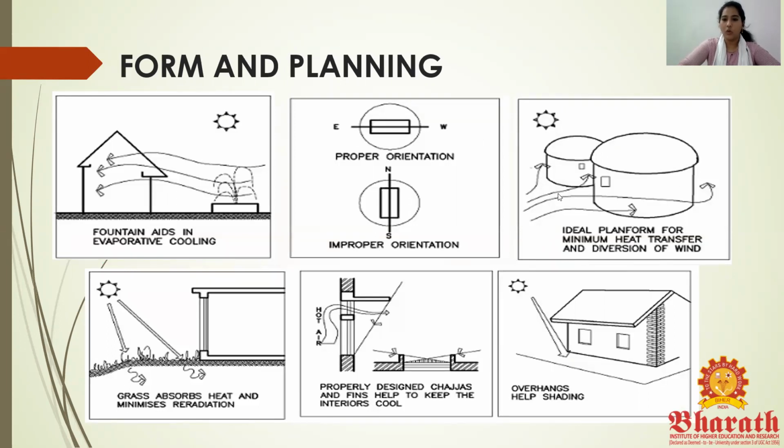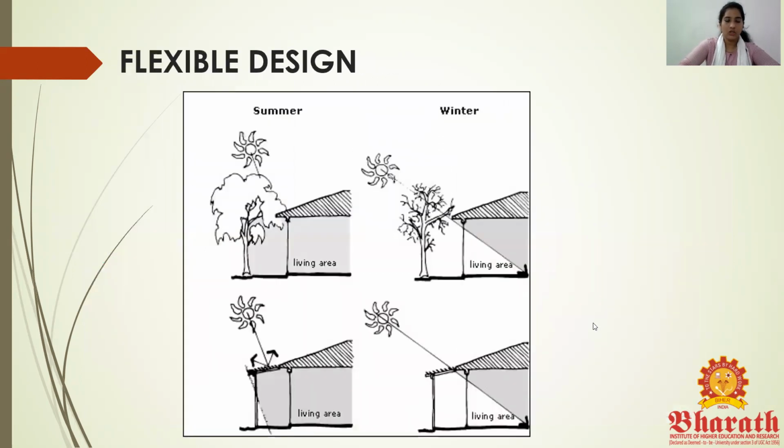a linear form, and how the ideal platform should be to have the minimum heat transfer and to divert the winds from it. Okay, the grass and how you could have a green cover nearby to help reduce re-radiation. And then also talking about how the overhangs are supposed to be, or you have shading devices. So chajjas and fins can help you keep the interior cool, and also overhangs to help the shading. So it has to be a flexible design, so even in summer or in winter, it could help achieve the overall comfort.